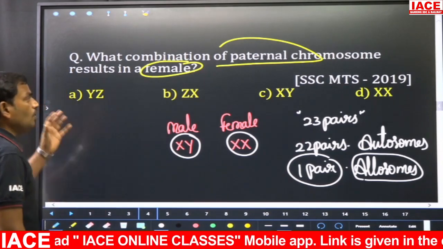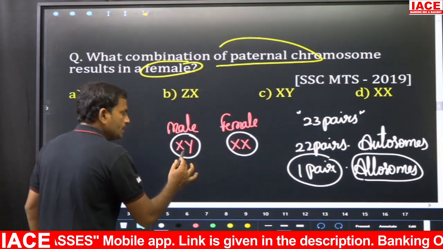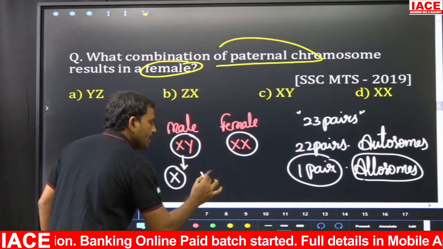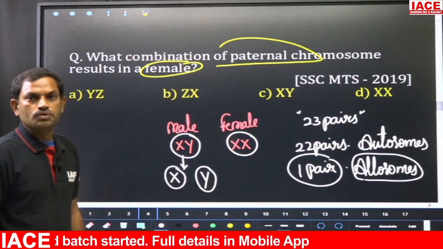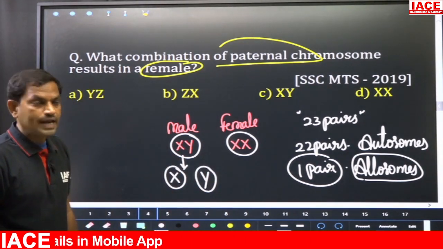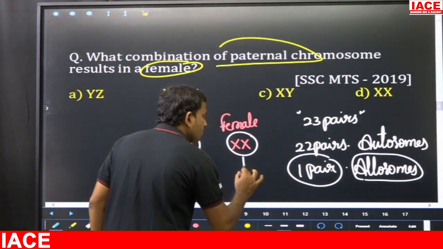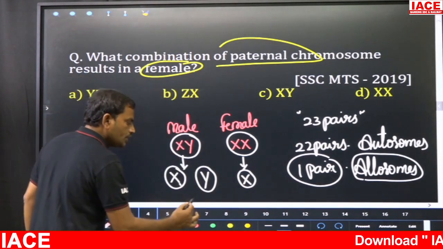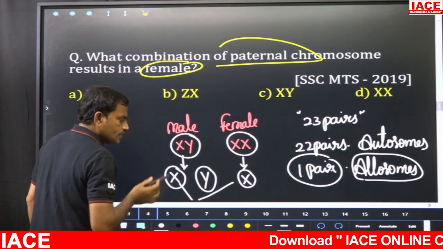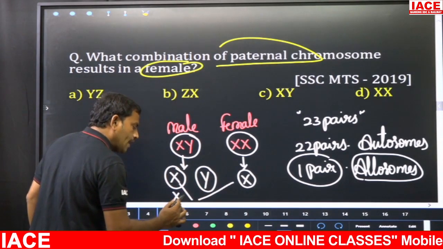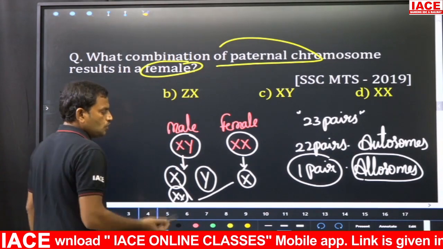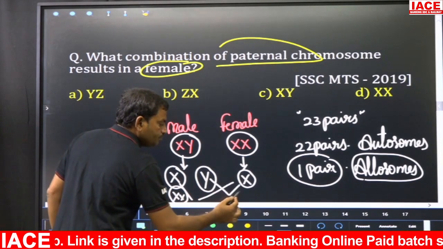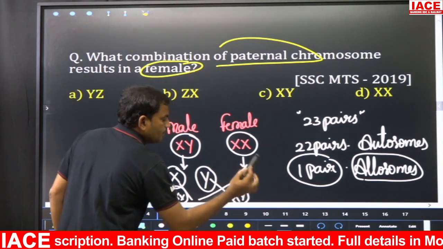Now the question is, what combination of paternal chromosomes? The male can produce sperms, the male gametes, with two types of chromosomes, either X or Y. The female can produce the ovum only with X chromosome. If the sperm containing X chromosome fuses with the ovum with X chromosome, it results in the birth of a female baby. When it combines with Y, it leads to the birth of a male baby.